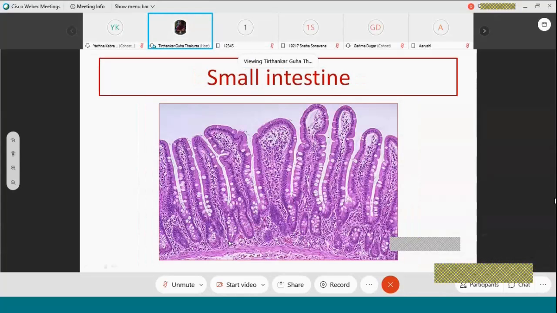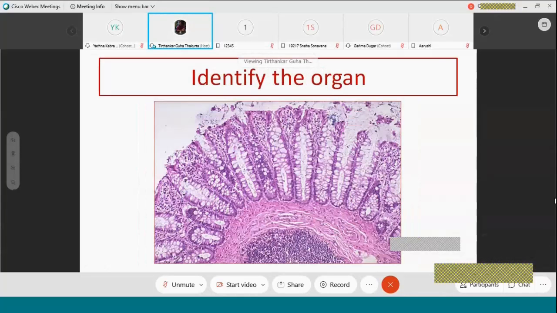What is this organ? Large intestine or large gut. There are crypts, below which there is lamina propria and mucosa-associated lymphoid tissue.